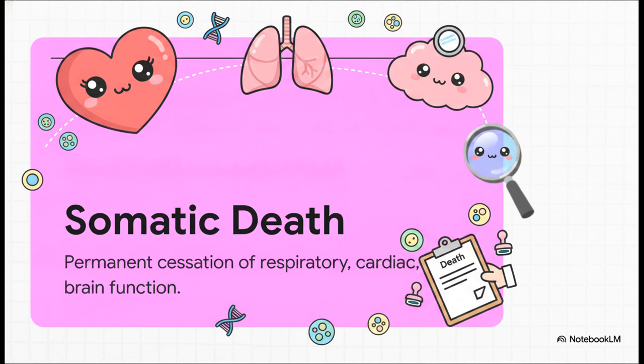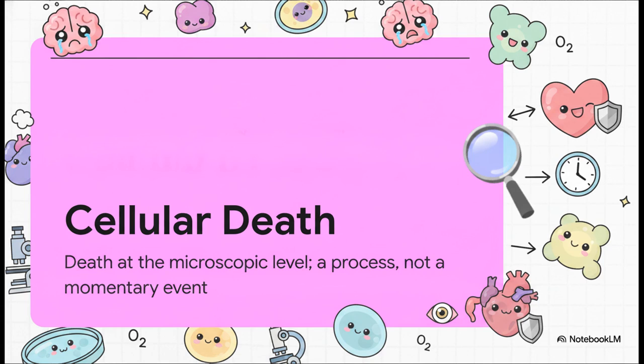But here's the kicker. While the system as a whole has failed, down at the microscopic level, things are still very much alive. That brings us to cellular death. This is death at the microscopic level, and importantly, it is a process, not a momentary event. Brain cells are incredibly fragile, right? They'll die within just minutes of losing oxygen. But other cells, like those in your muscles, your corneas, or your kidneys, can actually survive for hours or even days after somatic death. So the absolute crucial takeaway here is that this biological lag between somatic death and cellular death is the entire scientific foundation making organ transplantation possible.